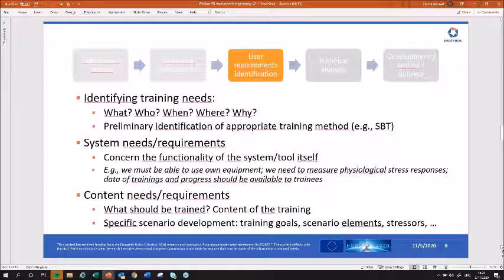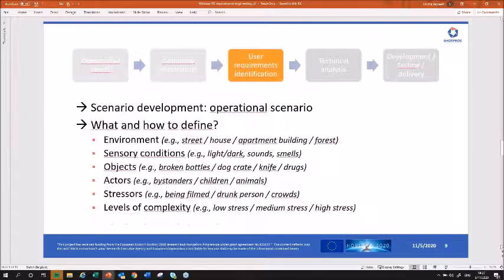But in the first phase of scenario development, of course, we cannot, as users, develop a scenario that is exactly what developers need to have to implement it. So the first steps of scenario development are coming to an operational scenario. So to describe the situation, to describe the environment and what happens. And then later on, the VR developers will use this as a basis to further refine the elements that they have to implement.